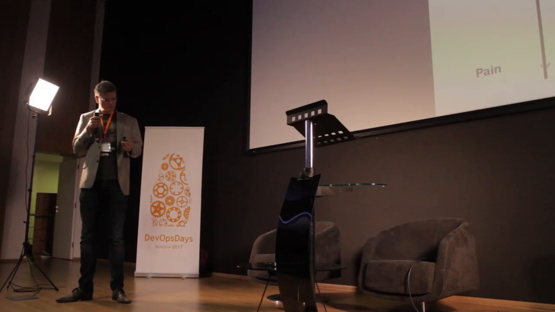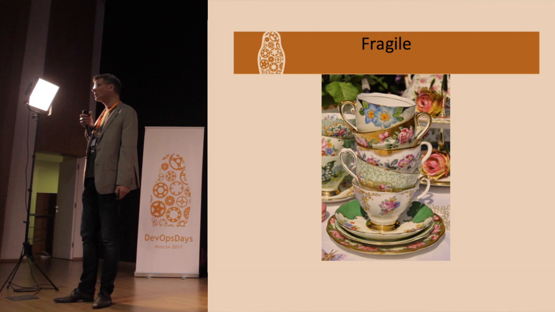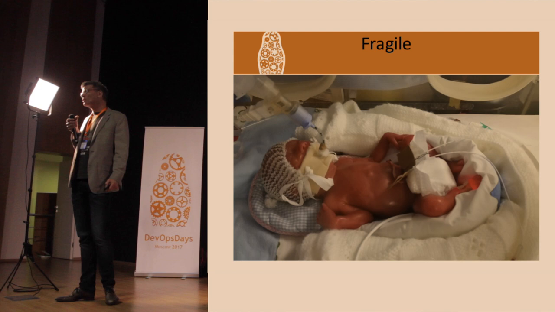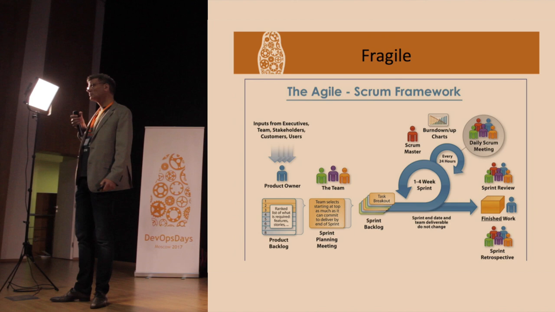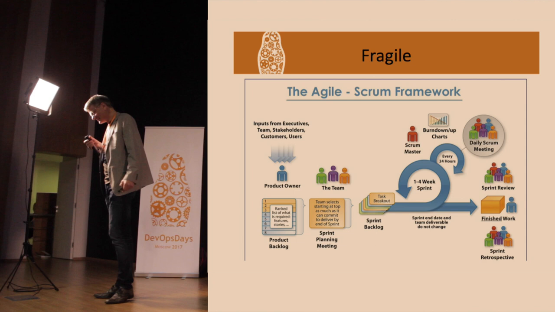Some real life examples. This is fragile. Every shock is too much. This is also extremely fragile. And actually, agile. And why is agile fragile? Because you do not put software to the test. You make a potentially shippable increment and then it stays on the shelf. You have to switch to continuous delivery to put that software to the test. So agile alone is a good idea, but it's not enough.